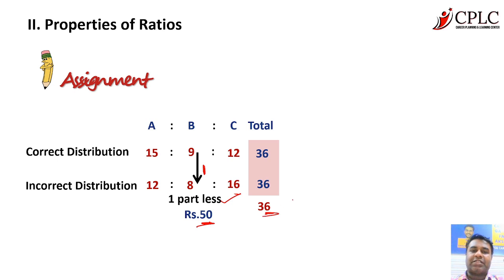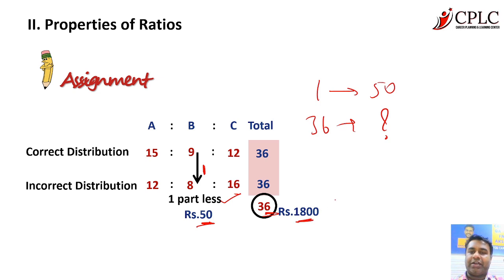Then what will be 36? So use the unitary method. If 1 is 50, then what will be 36? Cross multiply and you will get the answer as 1800. Are you getting my point? So the question mark is 36 into 50, which is 1800. So the actual amount that was supposed to be distributed, or is distributed incorrectly or correctly, is 1800. The final amount is it. Got it? Let's move on to the next part.